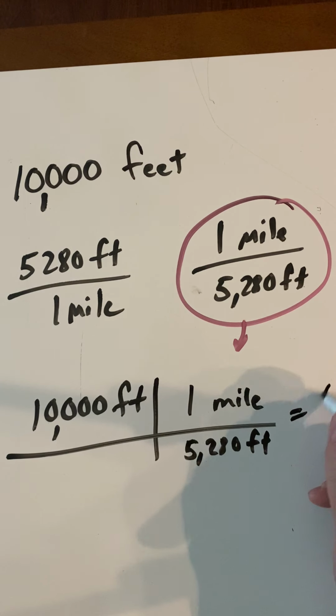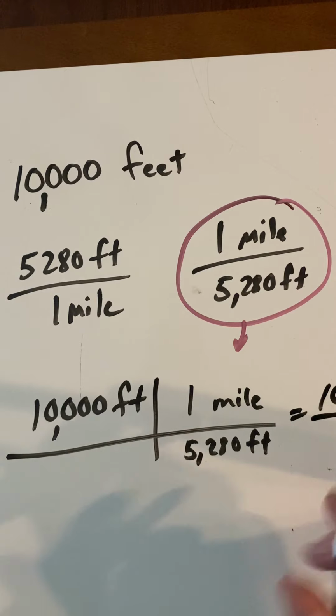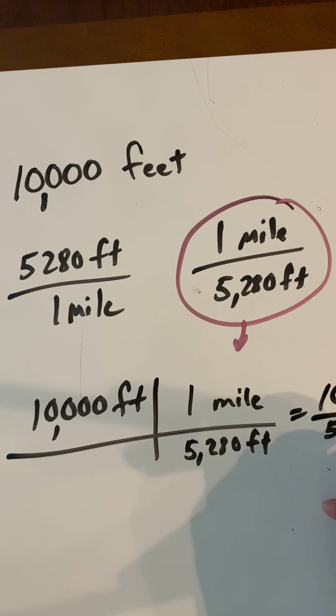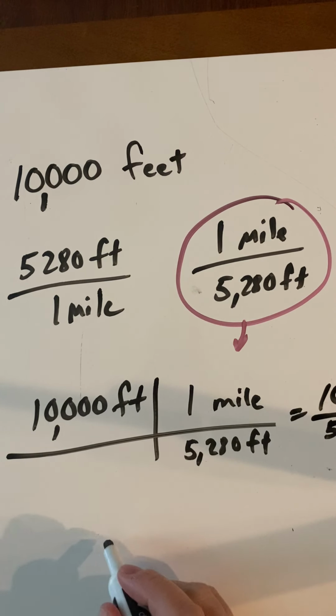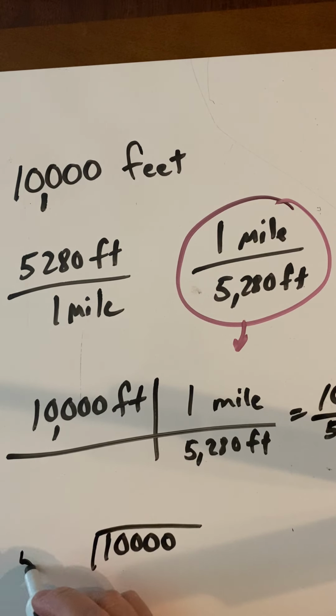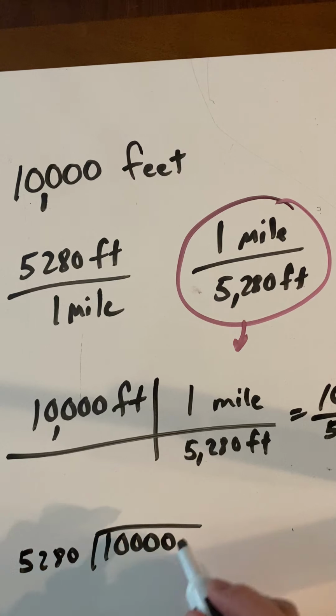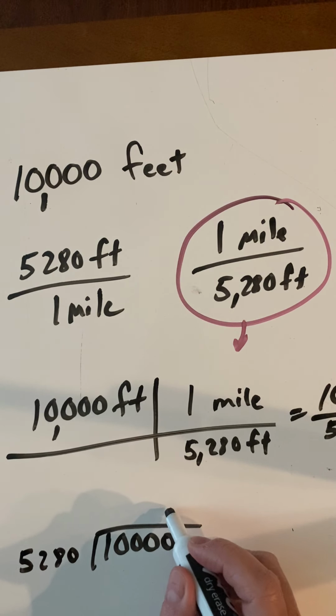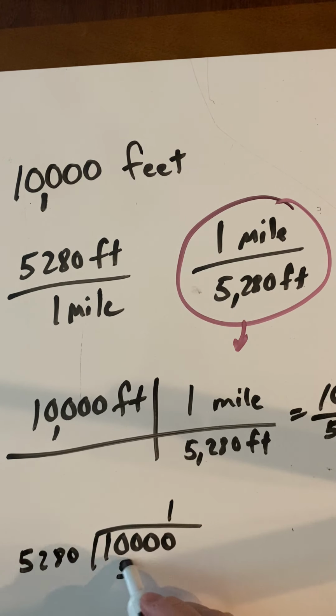And then I'm going to multiply across. 10,000 times 1 is 10,000. And then there's nothing there, so it's going to be 5,280. And then I just have to divide that out. So 10,000 divided by 5,280. I know that's going to go once. And let's see, 5,280.